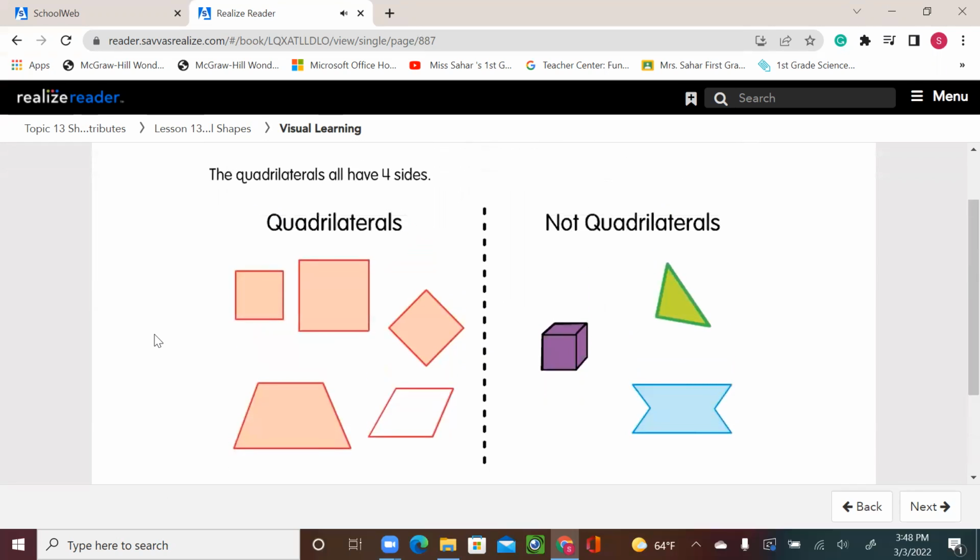The quadrilaterals all have 4 sides. The quadrilaterals all have 4 vertices. The quadrilaterals all have 4 angles.